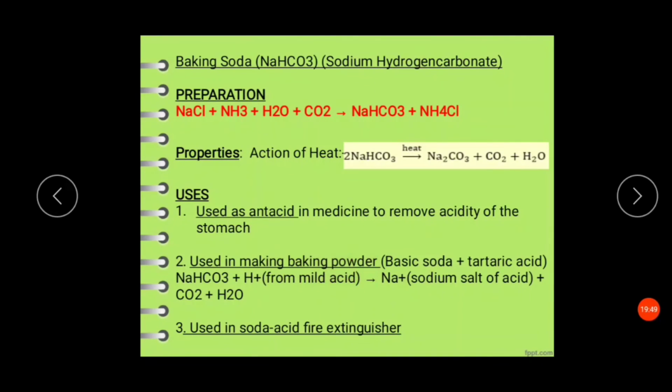How is baking powder produced? It is produced by the combination of baking soda and tartaric acid. The reaction is given here: baking soda and H+ ion. Where do we get the H+ ion from? We get the H+ ion from the acid. They both combine and Na+ salt of the acid is formed along with carbon dioxide and H2O. The third use is in the soda acid fire extinguisher.